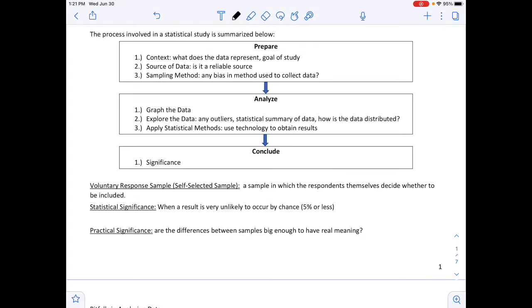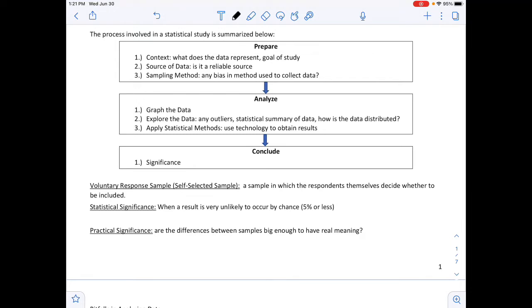Next, we're going to analyze our results. We're going to have to graph, explore the data, look for outliers, statistical summary of data, how is the data distributed, and apply statistical methods. And then last would be our conclusion. We have to have that level of significance placed on there. So this kind of summarizes the whole entire semester that we're going to be doing in this course, talking about the process that we'll be going through.